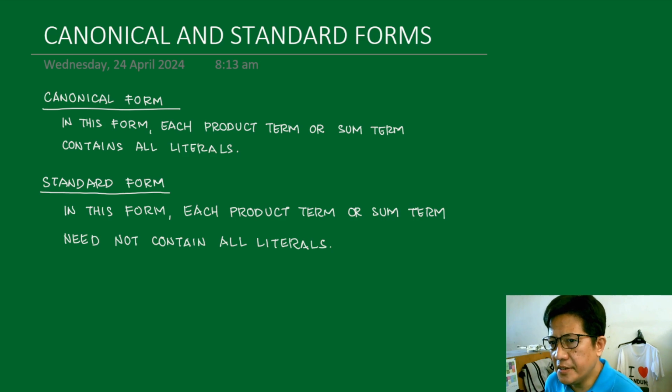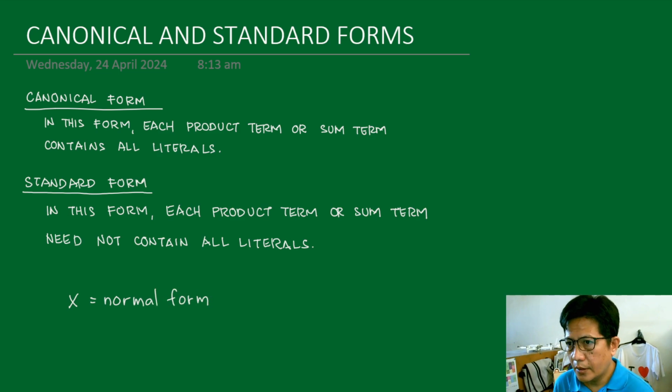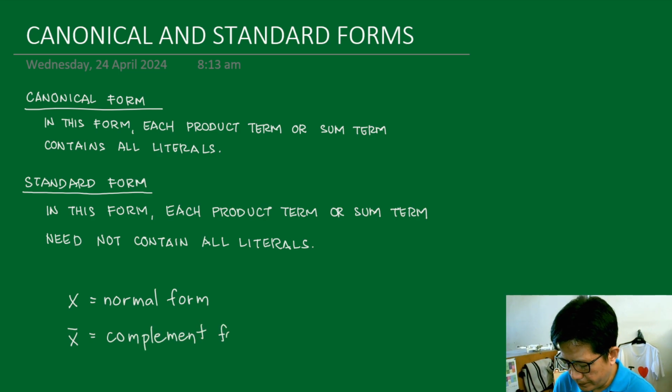Now let us discuss further what is canonical and standard forms. A binary variable may appear either in its normal form, like an x. So this is in normal form. And its complement form, the x prime. So we call this the complement form. And that is for a single variable.